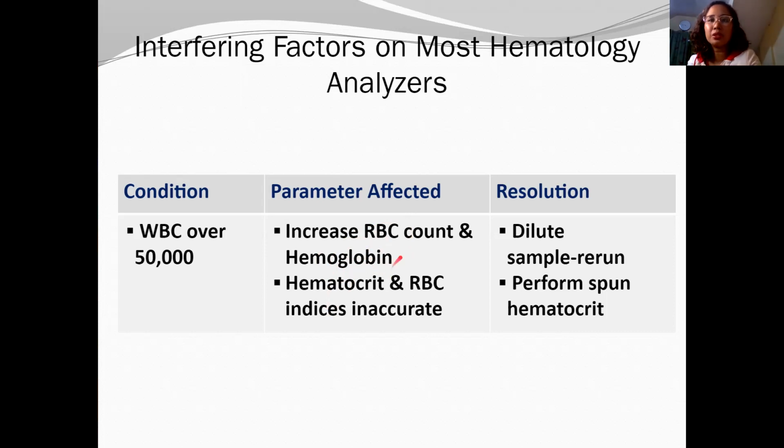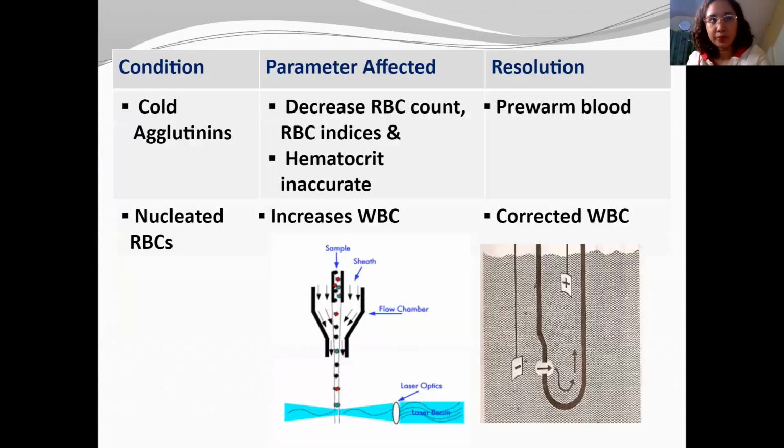So what could we do? If the solution is too turbid, we could dilute it and perform a manual hematocrit. We ourselves get the blood in a capillary tube and spin it in the microcentrifuge.